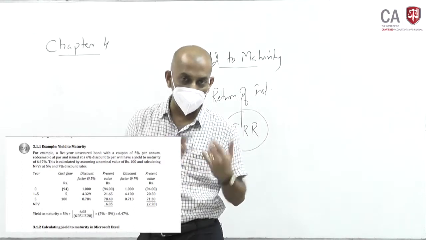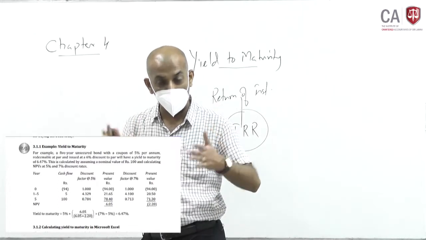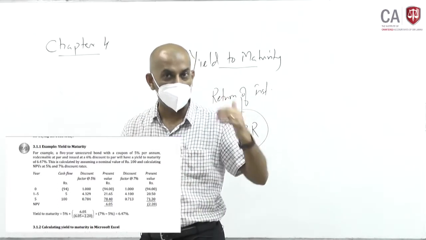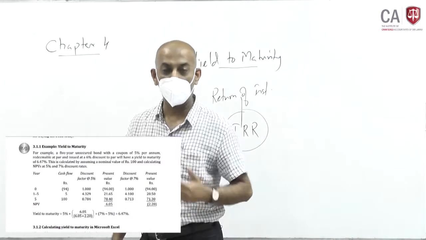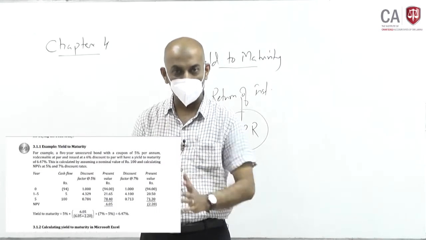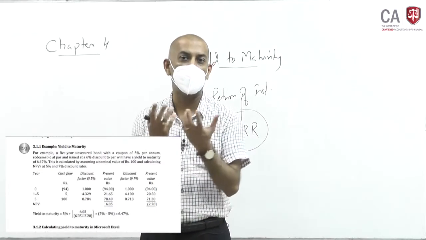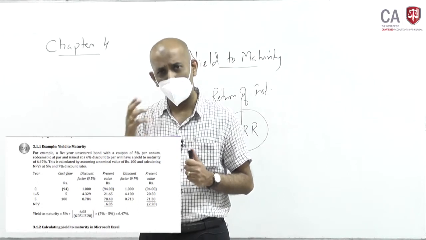So you invest 94 and get 5 rupees annual interest for a 5-year period. Every year you get 5 rupees because it's annual interest. In the earlier example it was quarterly, but here it is annual interest. You get 5 rupees income each year, and in the 5th year you get the 100 rupee maturity value. So those are your cash flows. Now you have to calculate what your return is. So the return is going to be the IRR of this cash flow.